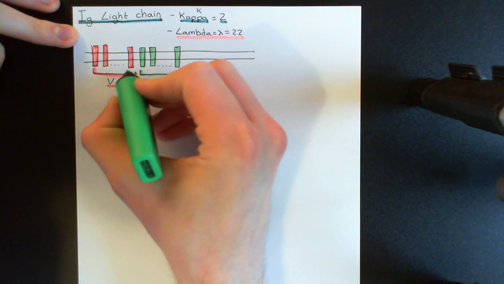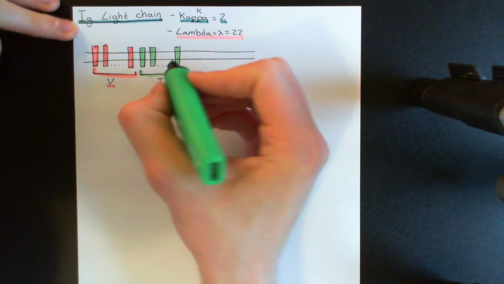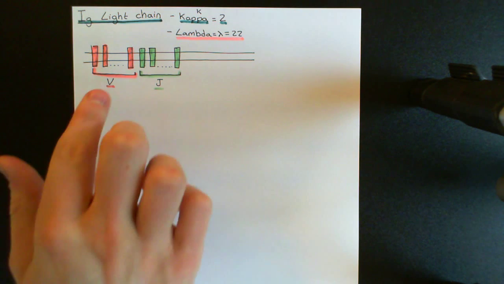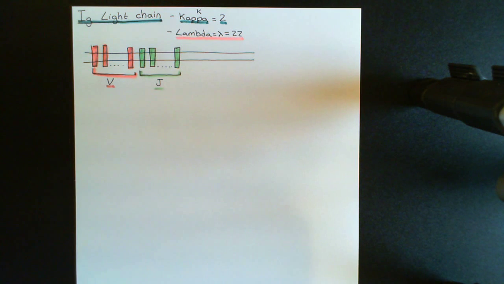So we have a whole selection of variable gene segments to choose from, and we have a whole selection of joining gene segments to choose from. The concept is exactly the same, that to make the variable region of an immunoglobulin light chain, all you need is one of these variable gene segments and one of these joining gene segments, stick them together, and that piece of DNA will now code for a variable region of an immunoglobulin light chain.